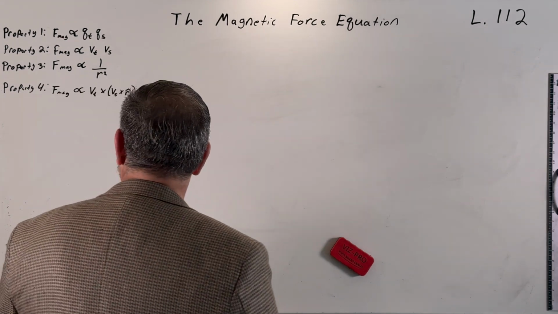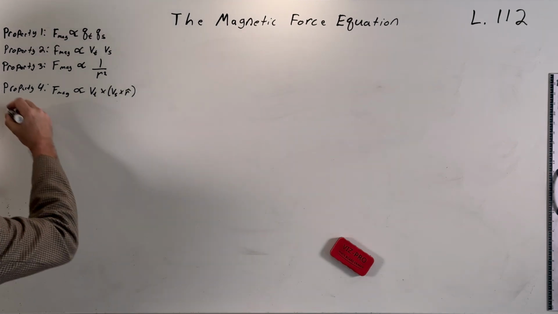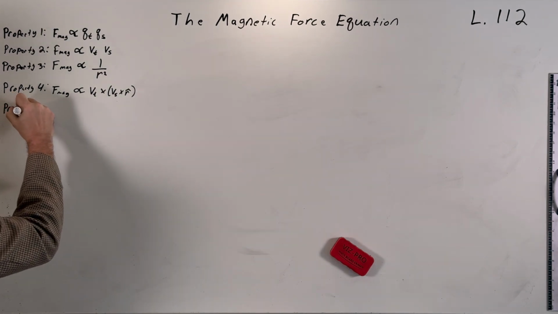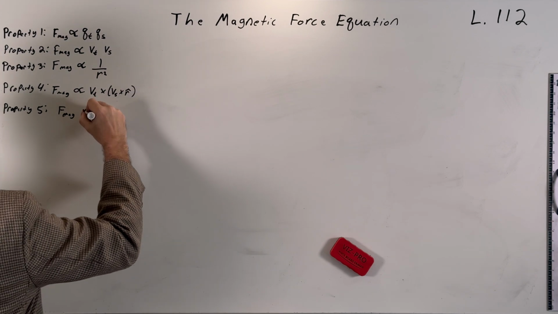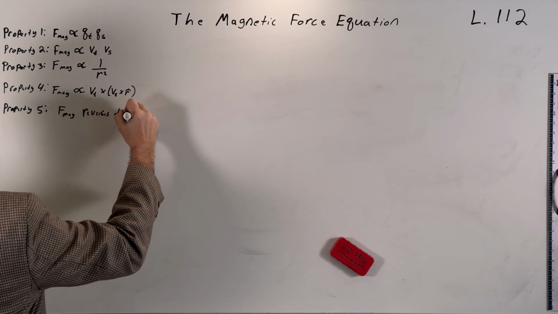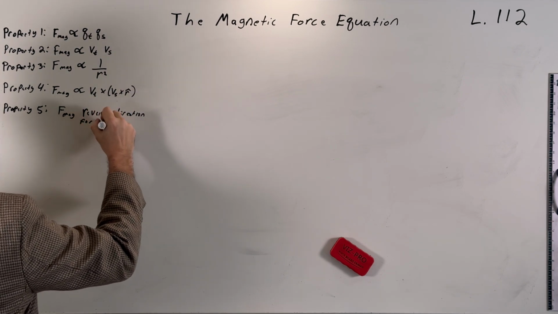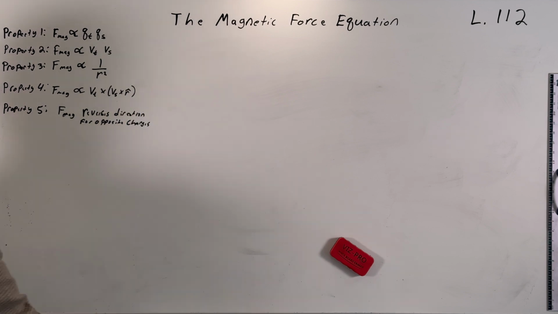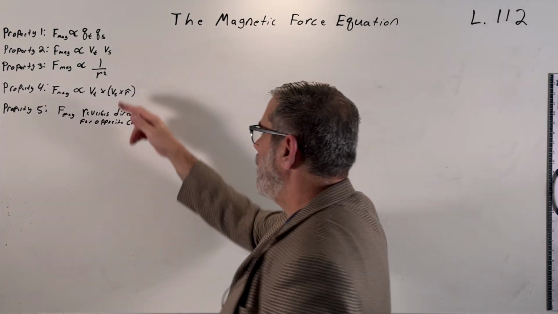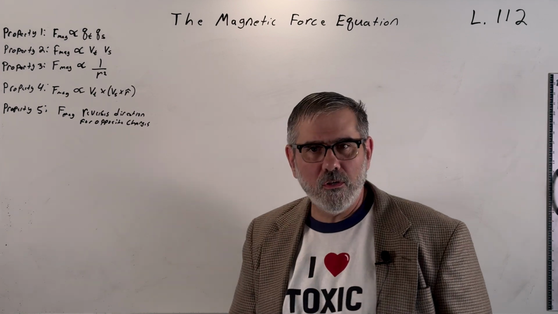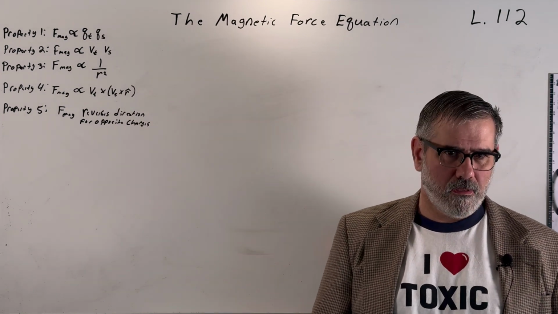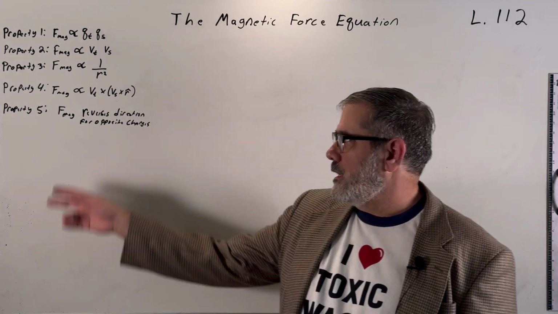And then there's really only one more property that needs to be listed. I'm just going to write it over here. Property 5: F mag reverses direction for opposite charges. And that's evident from this, right? You can see how if you change the sign of the charge, you change the direction of the force. So it's really an extension of property 1.